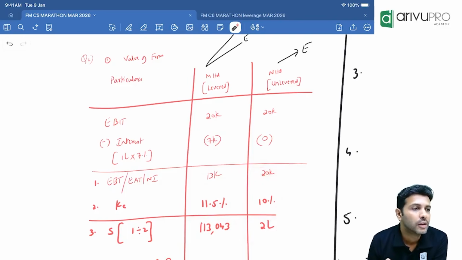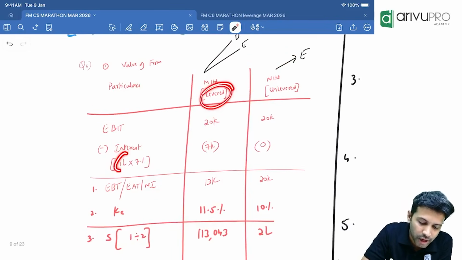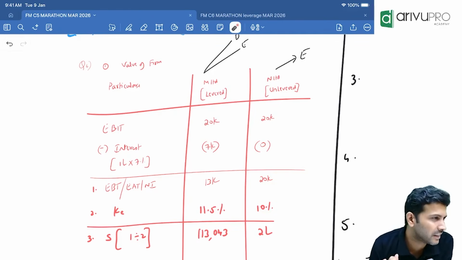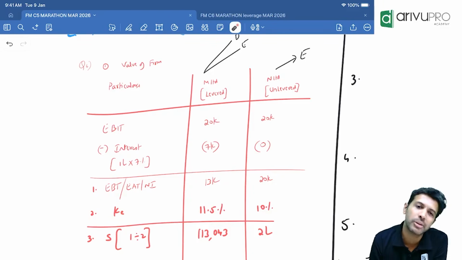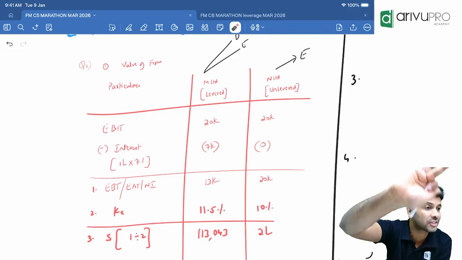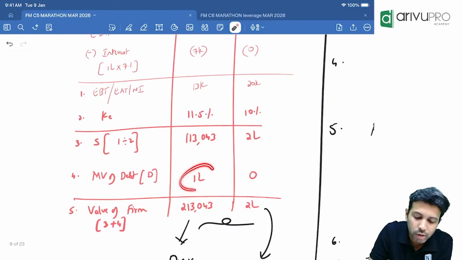Done now. But we need the market value of the firm. How do you get that? S plus D. Levered firm is using how much debt? 1 lakh. Debt's book value and market value are usually the same if they don't say otherwise, because debts are usually not traded, or even if they trade, it is close to the book value. Hence the conventional assumption is that book value and market value are both the same for debt. What is book value? 1 lakh. So market value also will be 1 lakh.